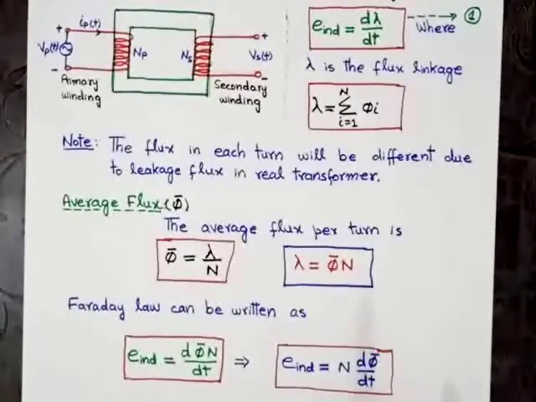To calculate the induced voltage according to Faraday's law of electromagnetic induction, first of all we find the average flux, then we take the derivative of the average flux, and then we multiply by the total number of turns. So in this way we can easily find the induced voltage of the real transformer.